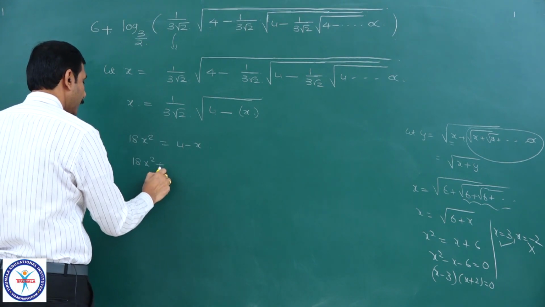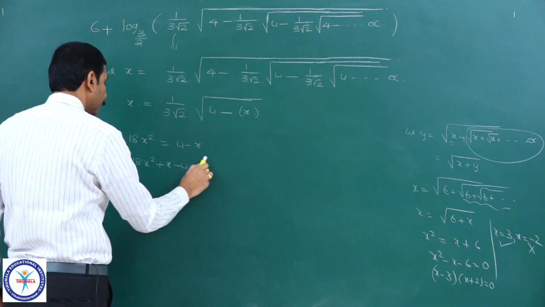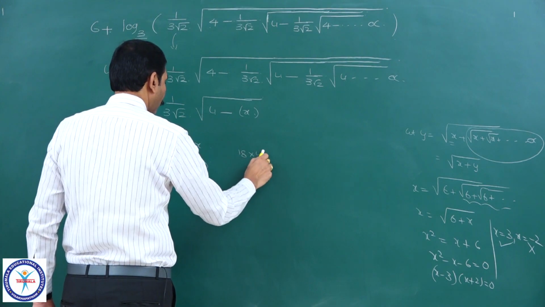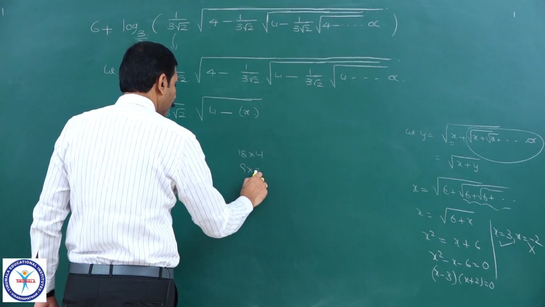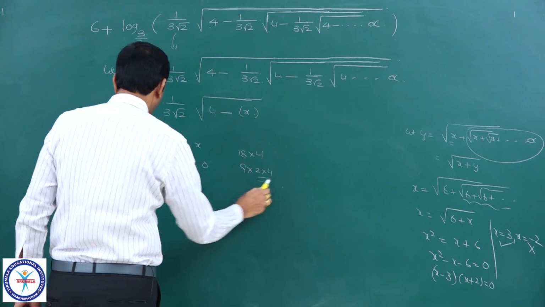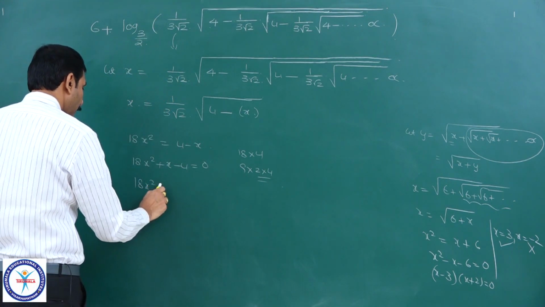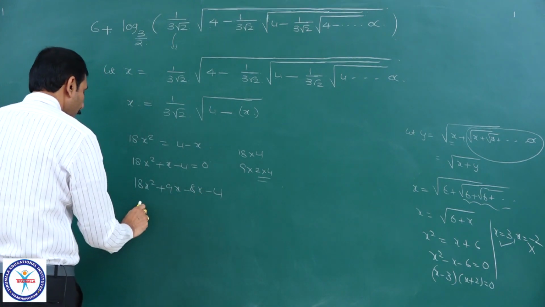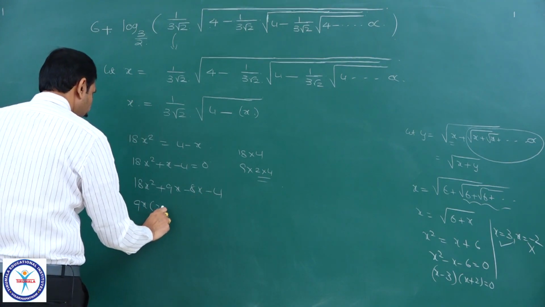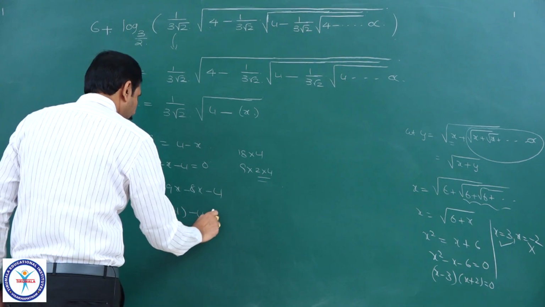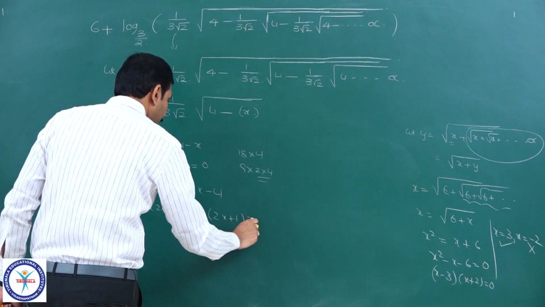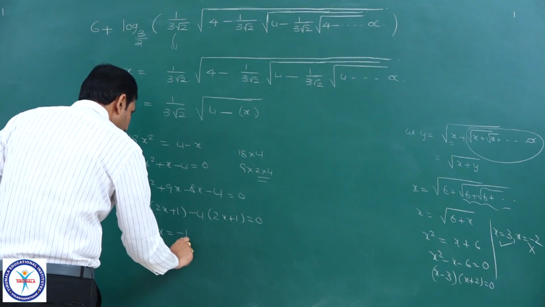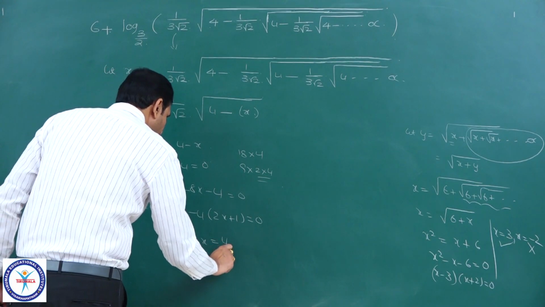18x square plus x minus 4. Factors: I want 18 into 4, 9 into 2 into 4, 9 and 8. 18x square plus 9x minus 8x minus 4. 9x into 2x plus 1, minus 4 into 2x plus 1 equal to 0. Therefore, values x equal to minus 1 by 2, x equal to 4 by 9.